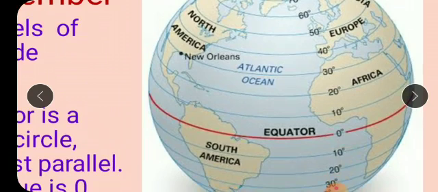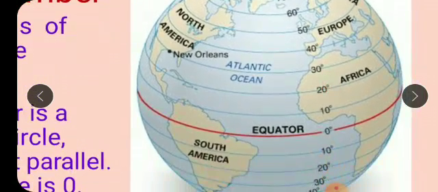So while deciding the location of any place on the earth, if suppose one place comes here at 10, what would be the location here at 10? And if any place is in between 10 and 20, what would be its distance? It is in between 10 and 20. This is about the parallels.